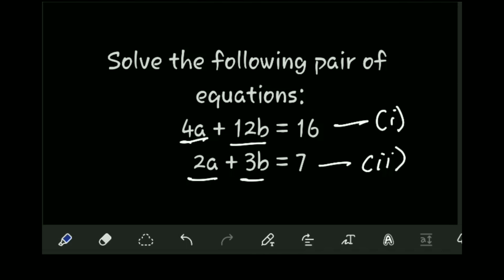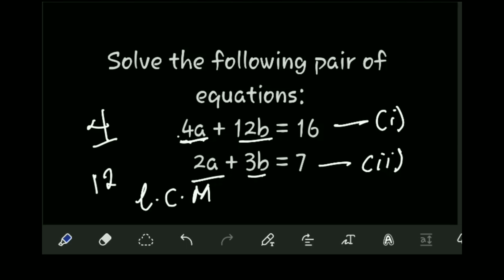And so in a situation like this, we need to adjust the equation such that the coefficients are the same, based on the letter you want to eliminate. To be able to do this, first of all, it is important we identify the LCM of the coefficients. The coefficient of A here is 4, the coefficient of A here is 2. So let's look out for the LCM. The LCM of 4 and 2 is 4. Now look out for the LCM of B, the LCM of 12 and 3. That's going to give you 12. That is the LCM, the lowest common multiple.